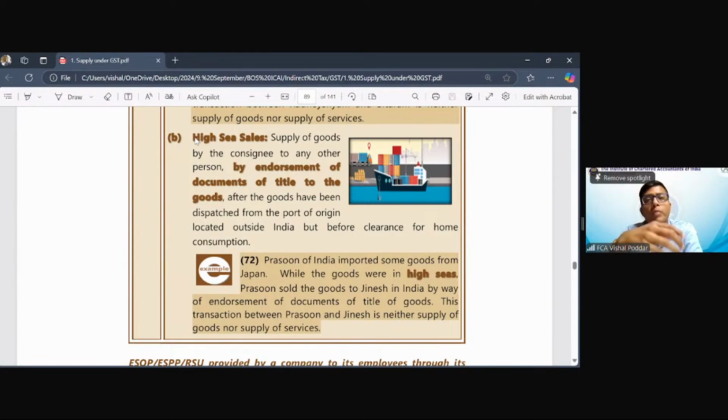You approach me, you want to buy the goods. I said, please wait. It will take 10-15 days. The goods will reach India. Then I will go and clear. You say, sir, no problem. You sell the goods to me now. Now, how will I sell the goods when they are not here? I will sell the goods by transferring the document of title.